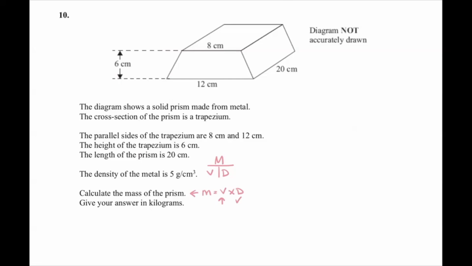The volume is the cross section or the front face, and in this case, the trapezium multiplied by the third length. Trapezium is A plus B, that's your parallel sides, multiplied by the height and divided by 2, and that would be times by 20. So that's the maths we've got to do.